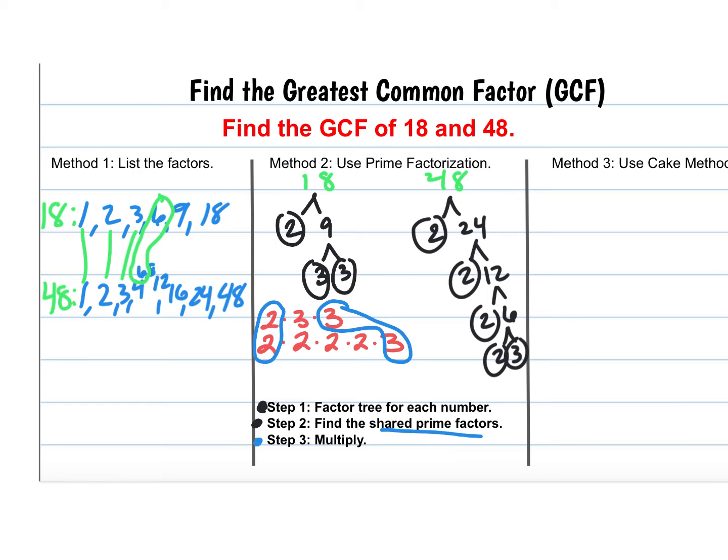Step 3 is to multiply. 2 times 3, greatest common factor of 6. Notice it should be the same as what we got previously with the other method.